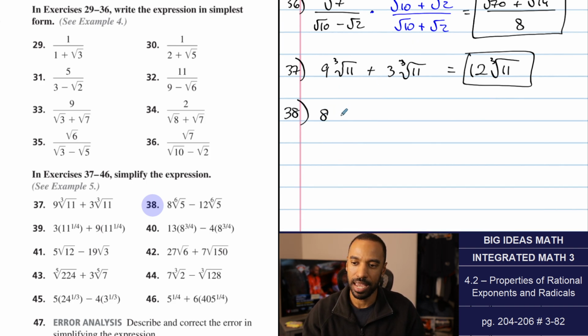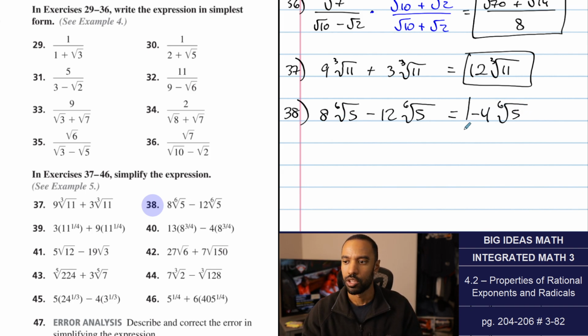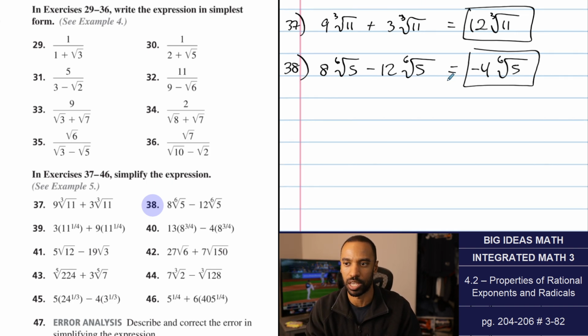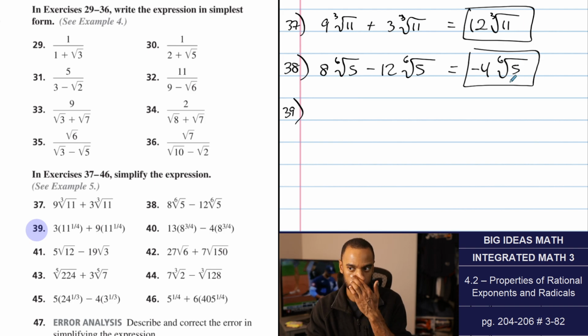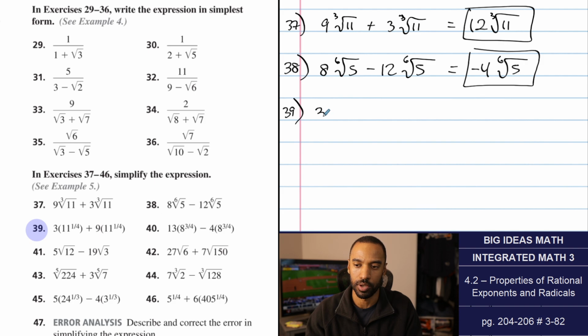Number 38, we have 8 times 6th root of 5 minus 12 times 6th root of 5. Like terms, 8 minus 12 is negative 4. You get negative 4 times 6th root of 5. I'm done. The book's doing a lot of this common factor thing, but as long as it's a like terms thing, I hope you understand why combining like terms is what it is in general, and we're doing the same thing here. This should go without saying that it's worth checking, because they say simplify. Can I simplify the cube root of 11, or the 6th root of 5? No, but you have to look into those ones and make sure that you can before you finish up your problem.